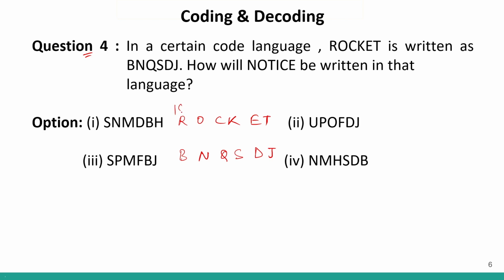So R is 18, this is 15, this is 3. K is how much? K is 11. Correct? K is 11. E is 5, T is 20. J is how much? 10. This is 4. S is 19. Correct? Q is how much? Q is 17. N is 14 and B is 2. So now if I break this in between, I can see a pattern of -1 like this.